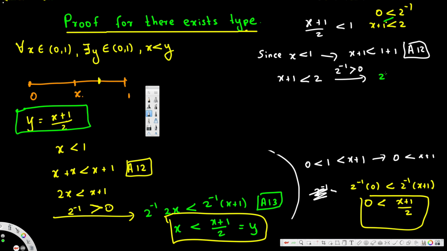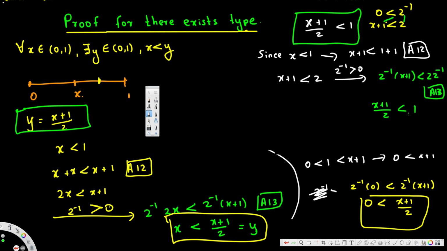2 inverse times x plus 1 is less than 2 times 2 inverse. This is axiom number 13. If you simplify this, it is x plus 1 divided by 2 is less than 1, and that's what we wanted to prove. Finally we proved everything, right? And if you want to get x is less than 1 back, you can always prove that x plus 1 is less than 2, therefore x is less than 1. And that's how you prove a there exists type of question.